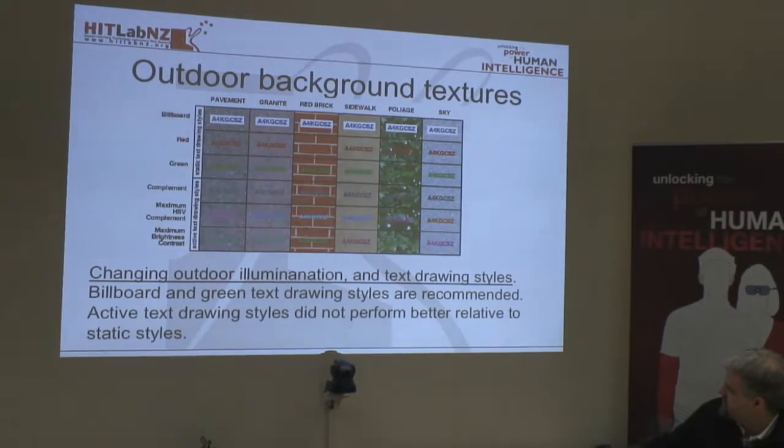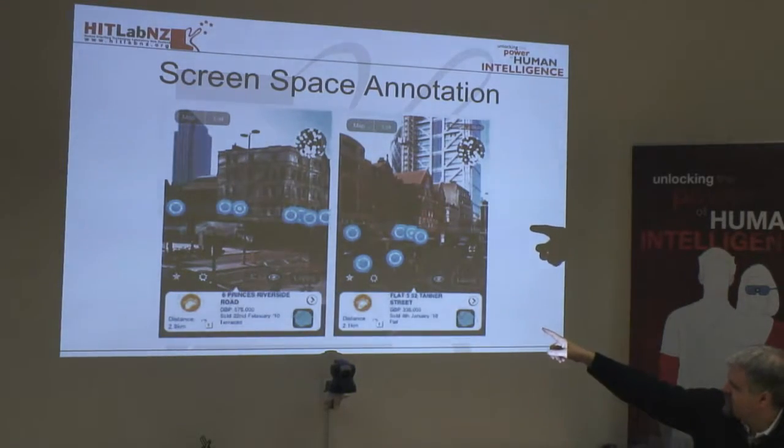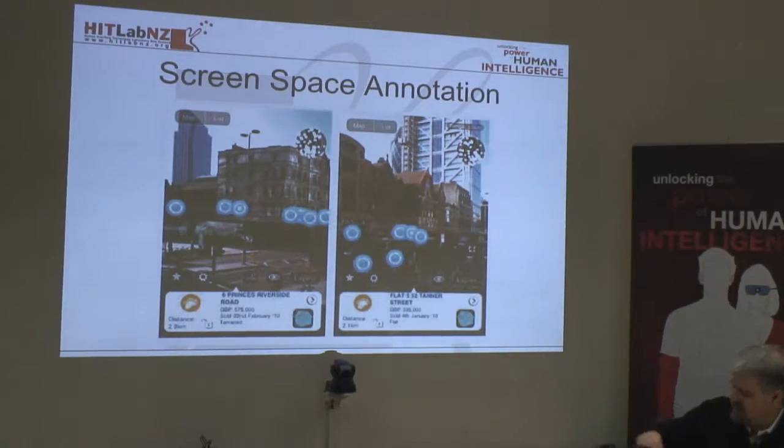So you want to try and use some sort of billboard style, so wherever you're looking, the text is always facing you. You can also provide screen space annotation. So here is the view through the mobile AR application, and each of these bubbles here is a piece of information about an apartment that is for rent. When you look at each one, it pops up more information about the apartment, but they put this information on the screen, so it's screen annotated.